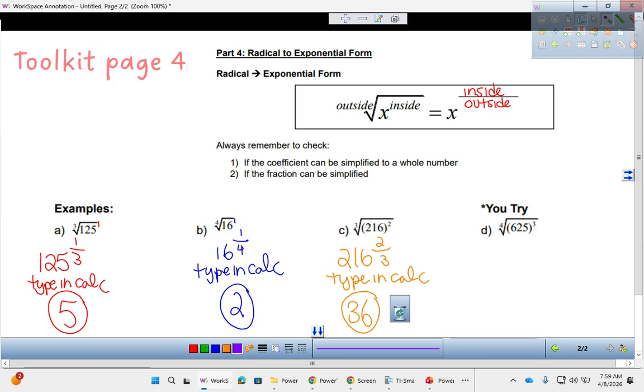Someone tell me what you're typing in your calculator. Not the answer. What did you type in your calculator for this one? 625 to the power of 3 divided by 4. Very good. 625 to the power of 3 divided by 4. And I'm assuming that's a whole number. What did we get? 125. So we're typing it in our calculator. If we get a whole number, we're going to change it. We're not always going to get a whole number, though.